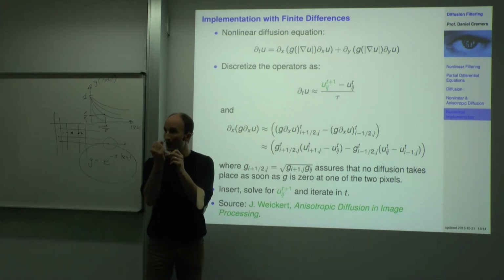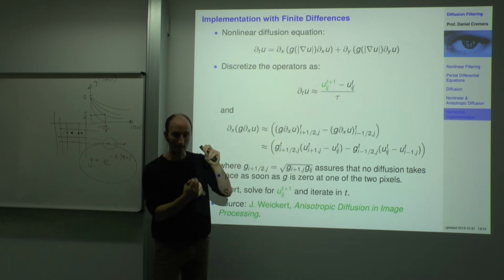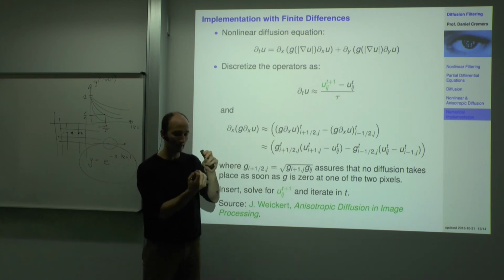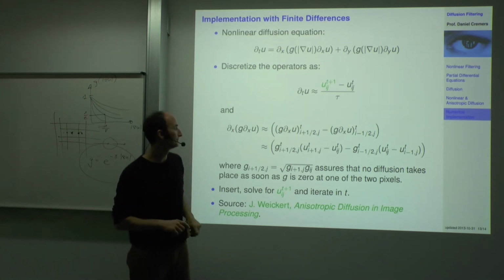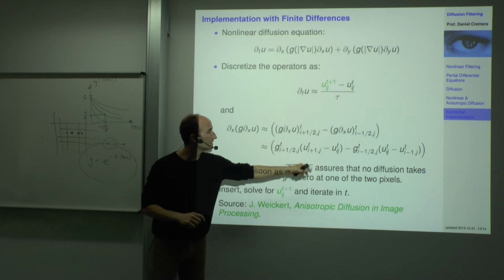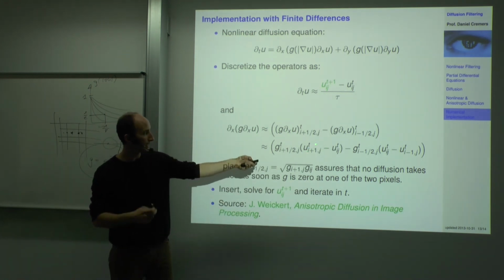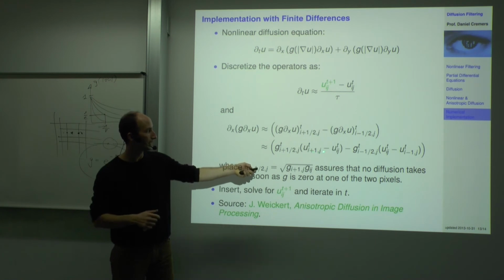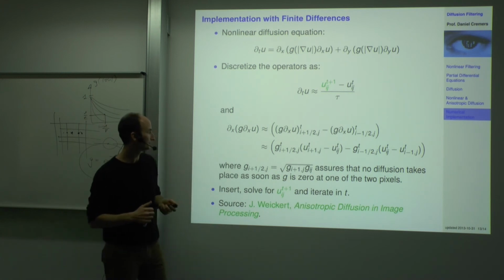You also go a half step up, half step down, and then in the second derivative evaluation you go another half step up, half step down. And you end up with this expression that has values of u at the neighboring pixels: the right one, the left one, the center one, and similarly the upper one and the lower one.